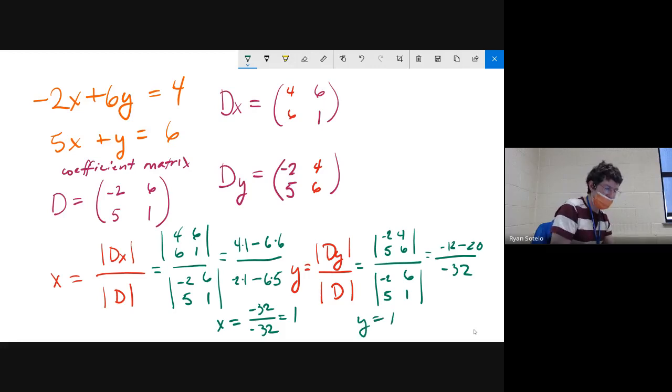And so they'll write their answer as an ordered pair, x and y. They'll just write that. Any questions on that one? Is that okay? All right, I'll do number 2.